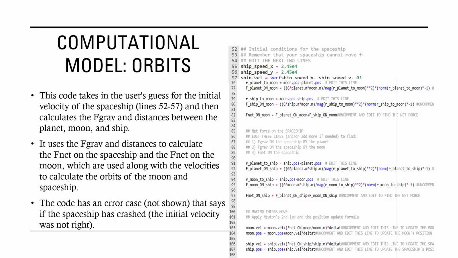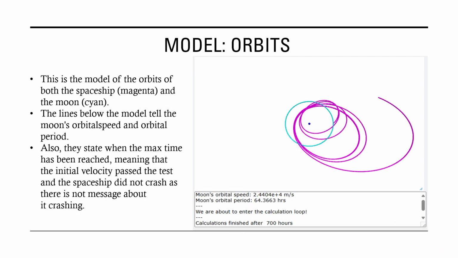Computational model orbits. This code takes in the user's guess for the initial velocity of the spaceship, lines 52 to 57, and then calculates the F-grav and distances between the planet, moon, and ship. It uses the F-grav and distances to calculate the F-net on the ship and the F-net on the moon, which are used along with the velocities to calculate the orbits of the moon and spaceship. The code has an error case that is not shown that says if the spaceship has crashed, the initial velocity was not right.